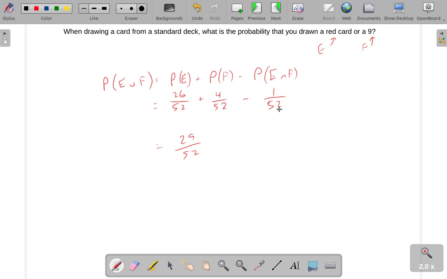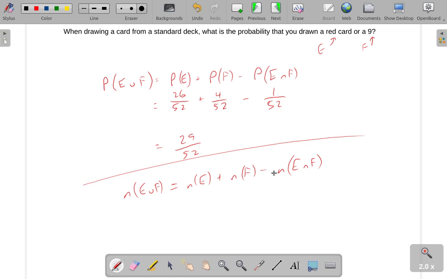This would be not quite the exact same, but very, very similar to figuring out the n of e union f equals n of e plus n of f minus n of e intersect f. Only these ones wouldn't be fractions. This would just be 26. This would be 4 because there's 4 9s, and there's 1 red 9.